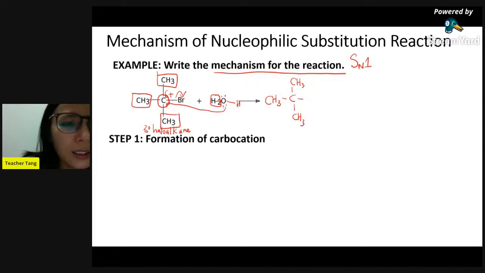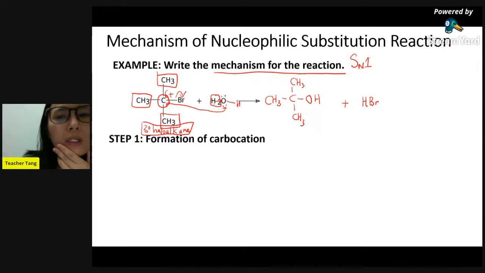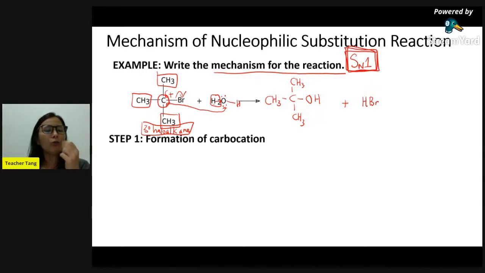You see, it's the oxygen that attacks the carbon, so the carbon will be bonded to oxygen and the H. And the Br leaves, taking one of the hydrogens, so HBr will be the byproduct. I told you already, this is a tertiary haloalkane. The mechanism that it is going to go through is SN1.